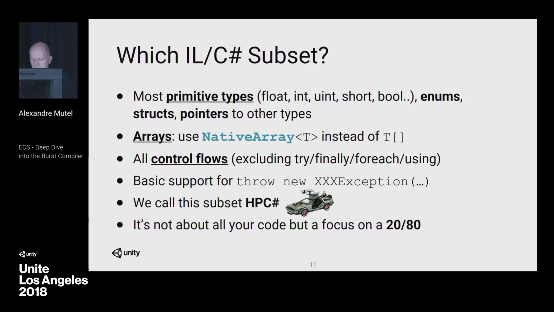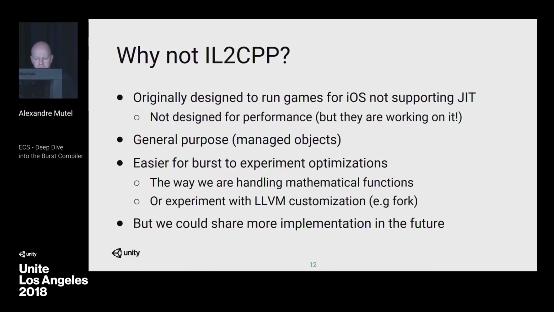We call this subset HPC#, which means high performance C#. We could have called it data-oriented C# actually, but it would have been DOC#, and then people maybe would have made fun of DeLorean C#, so I don't know. It's not about all of your code being translated to this subset. We would like you to feel confident that you could translate maybe 20% of your code that is going to cover 80% of the time that your game is spending. That's an important aspect of it.